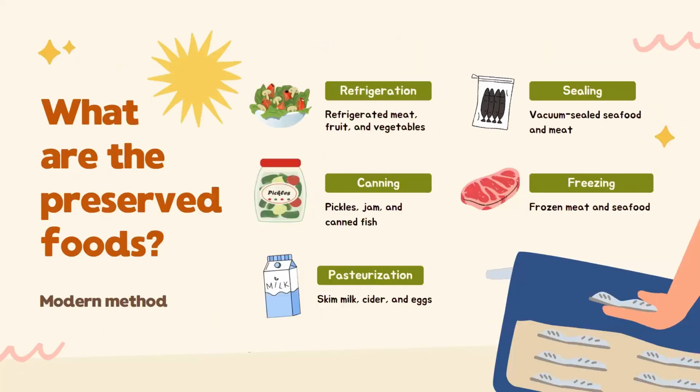And what are the preserved foods in modern technology? First, using refrigeration is refrigerated meat, fruit, and vegetables. Canning: pickles, jam, and canned fish. Pasteurization, such as skim milk, cheddar, and eggs. Sealing, such as vacuum sealed seafood and meat. Freezing: frozen meat and seafood.